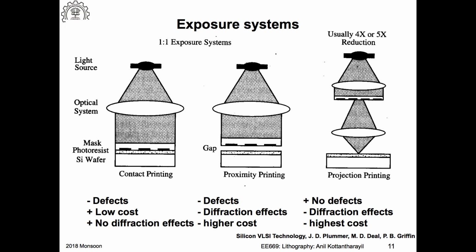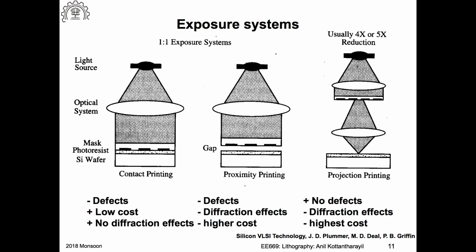Now, exposure systems: there are different types and applications. Some are very simple and some are fairly complicated, and their capabilities also vary. So these two are very similar. You have a light source in both cases, and a lens that will create what is called a collimated beam of light.